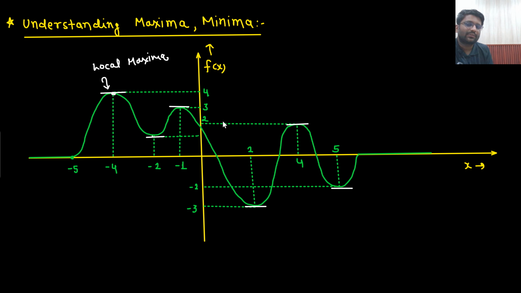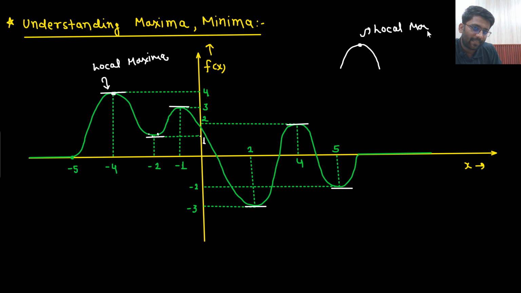Go to this guy and ask the nearby guys. They are giving you more value, no? At x equals -2, the value you are getting is 1. But at -2 plus, you are getting a somewhat higher value, and at -2 minus, you are also getting a somewhat higher value. Basically, if this is the scenario, that means he is the maxima guy because nearby values are lesser. So this is your local maxima.